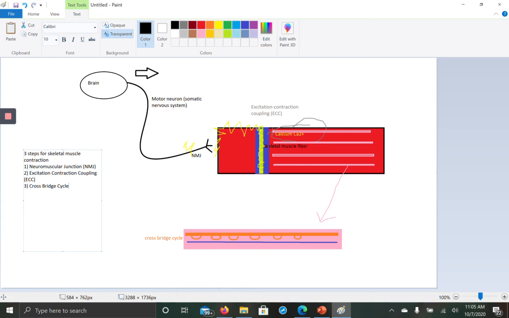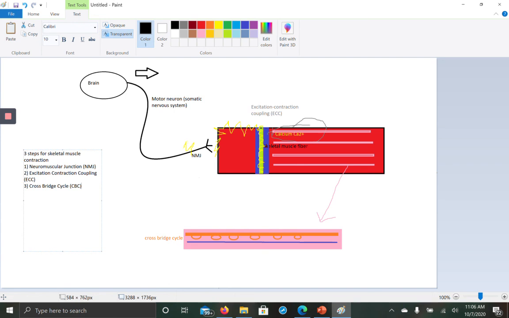All right, 3 steps for skeletal muscle contraction: neuromuscular junction, electricity must go from neuron to muscle. Excitation-contraction coupling. The electricity has to lead to contraction, which requires the release of calcium from the sarcoplasmic reticulum. And then cross-bridge cycle, which you can abbreviate CBC. You have to have myosin bind to actin in order for a sarcomere to shorten. And sarcomere shortening leads to muscle cell shortening leads to the muscle shortening, and that leads to muscle contraction, or overall muscle contraction if we're looking at muscle as an organ.